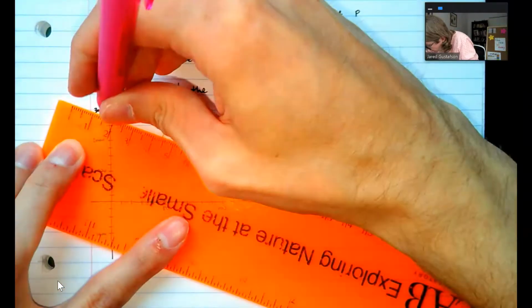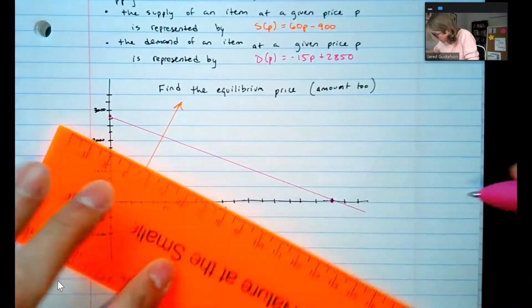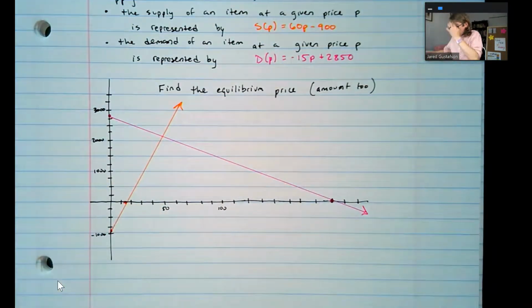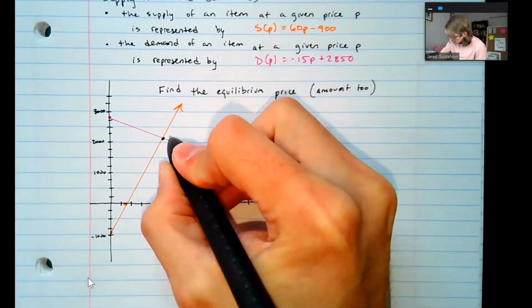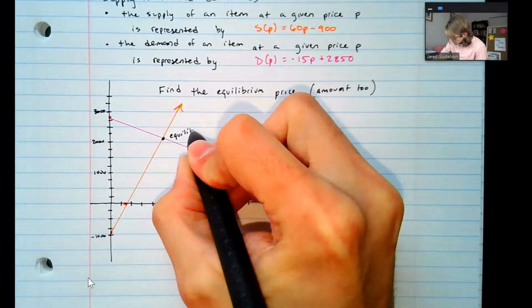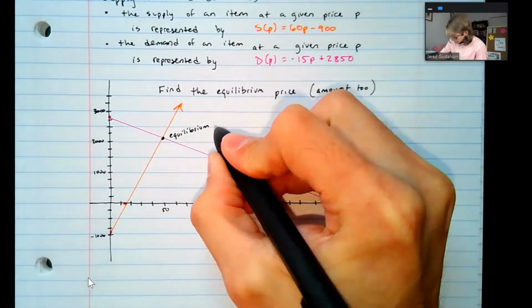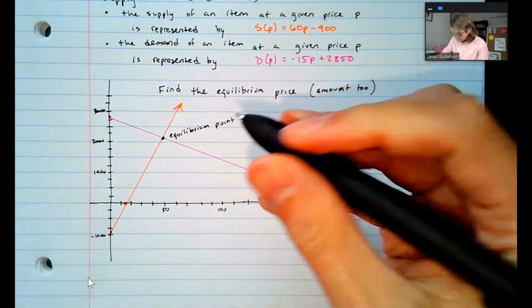So let's draw that line over there. And I'm probably going to miss. This is an awkward angle. Yeah. Not too bad. All right. So where the supply and the demand are equal, that is the equilibrium point. And what's our equilibrium price?